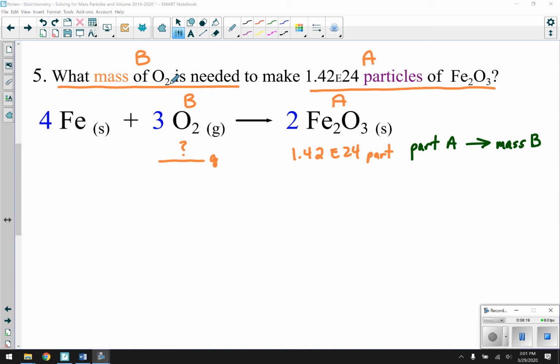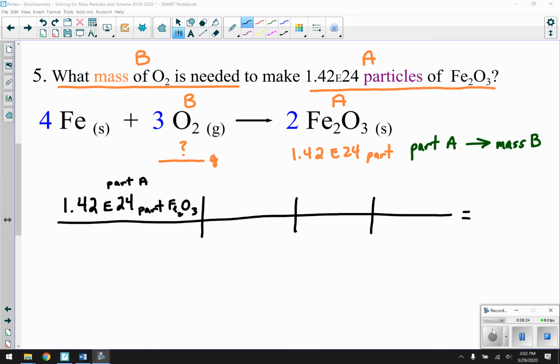We'll always start with what we're given, particles of A. What's the next step in the stoichiometry problem solving strategy? It's to convert whatever units you're given for A into moles of A, and to go from particles to moles, you got it, we're going to need Avogadro. See, there we go. We're left with moles of A.